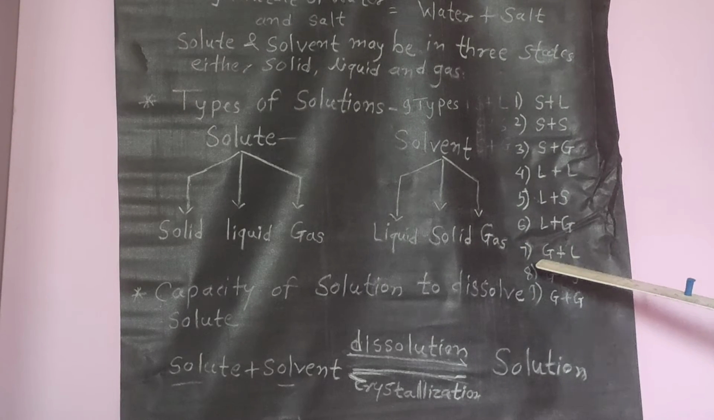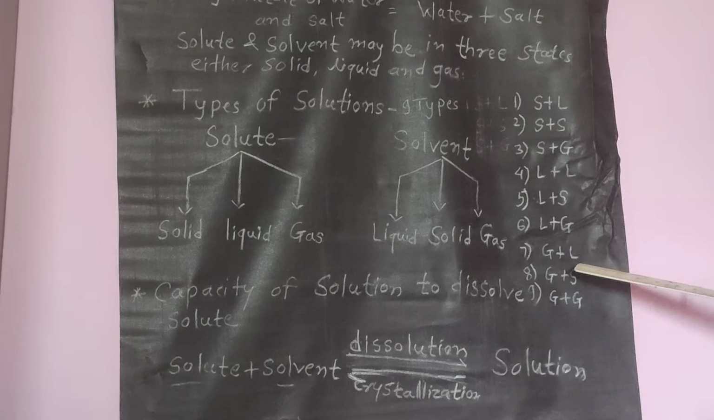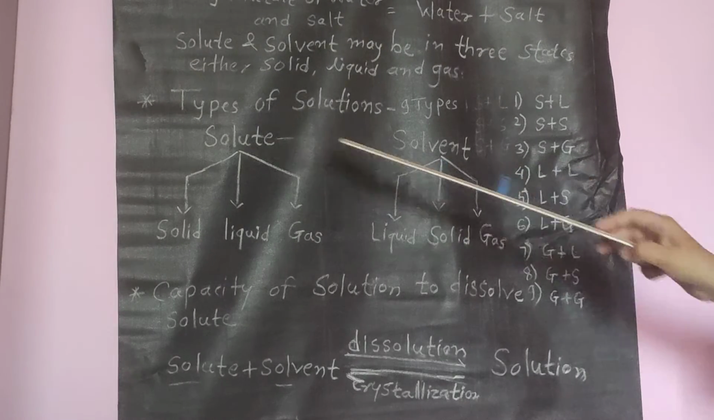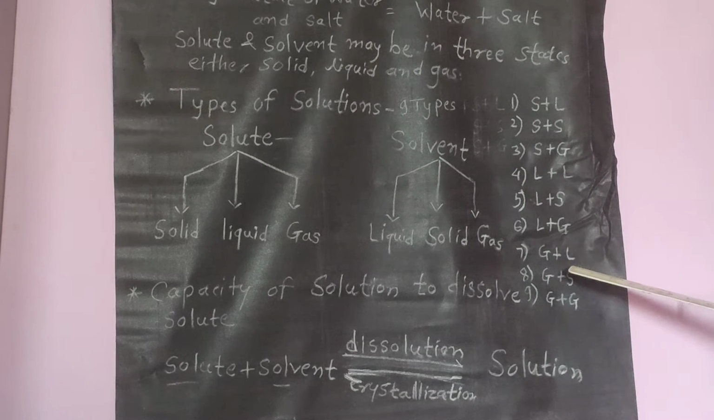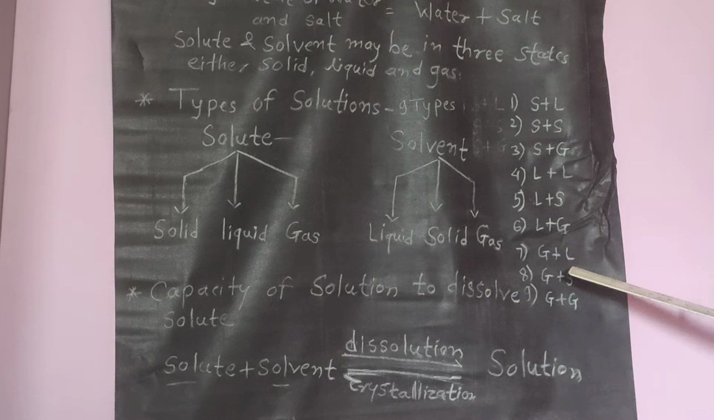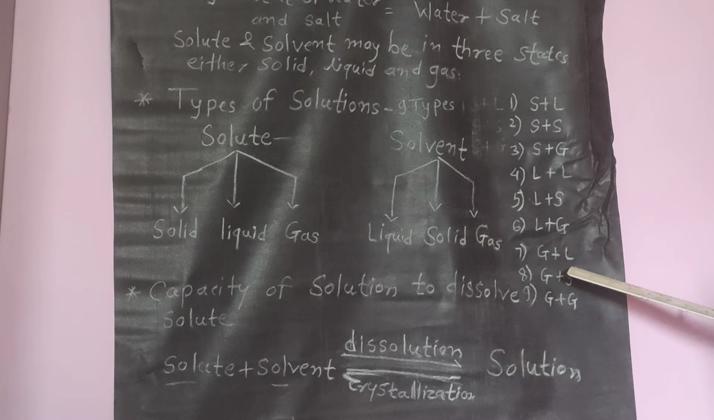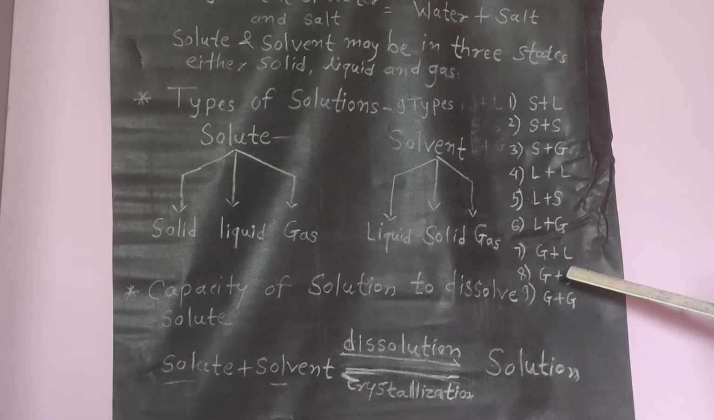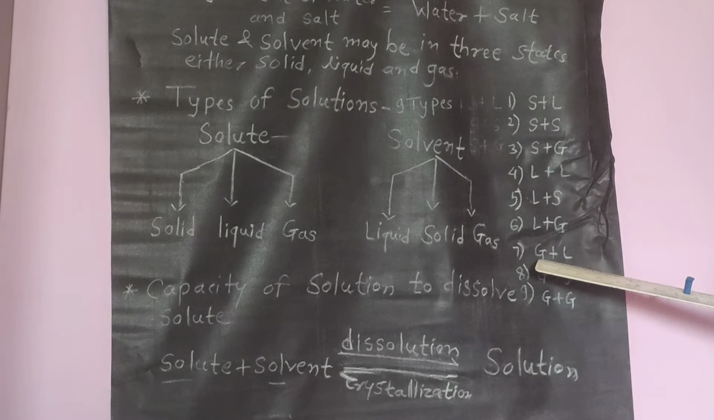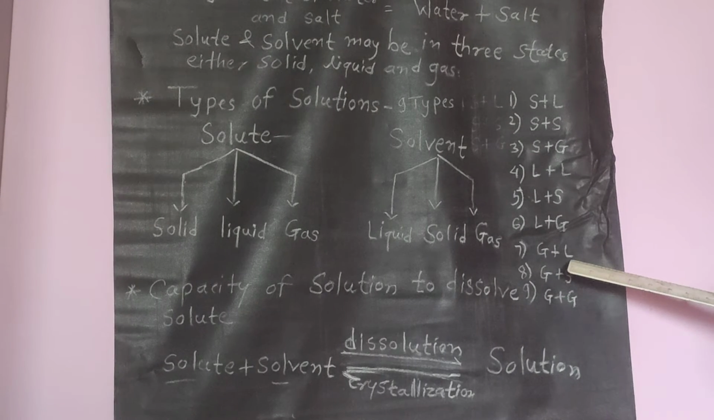Seventh example is gas and liquid state. In this the solute is gaseous state and the solvent is liquid state. For example, carbonated water, oxygen in water. That means CO2 in water. CO2 is in gaseous state and water is in liquid state.